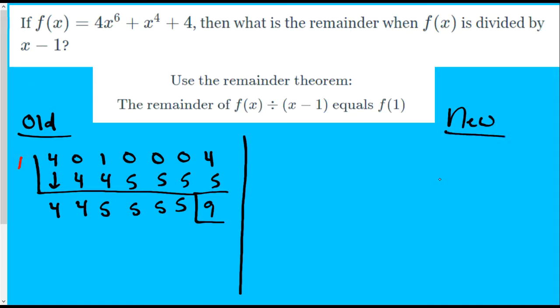And the new way, we're going to use those factor and remainder theorems. So we're going to use the remainder theorem, okay? Because the remainder, when we have this function f of x divided by x minus 1, is the same thing as f of 1. So I can just evaluate the function at 1. So 1 is my input, and the function f is 4 times my input raised to the 6th power plus my input raised to the 4th power plus 4.